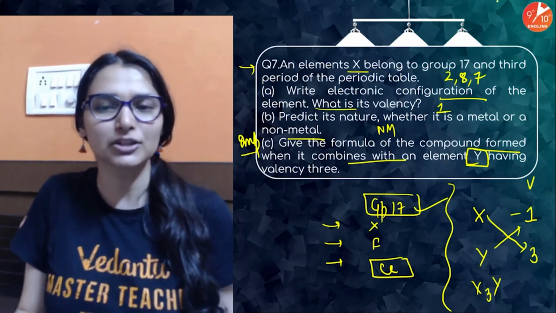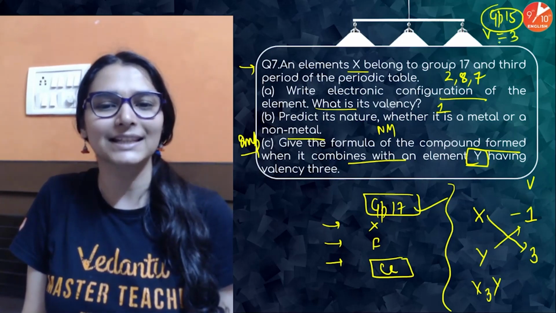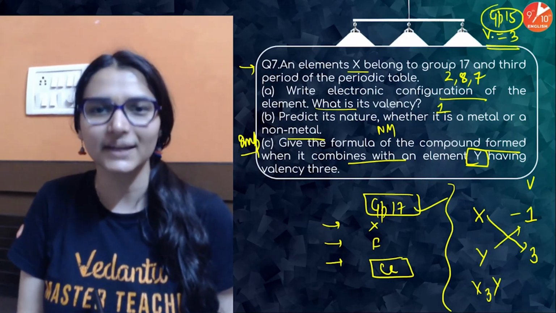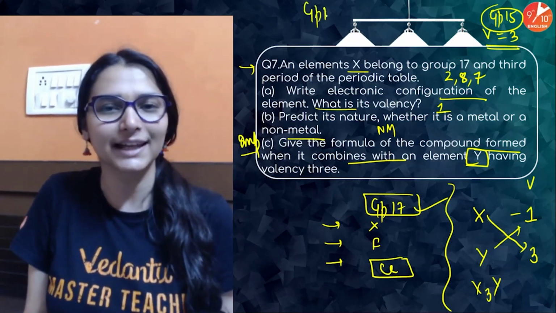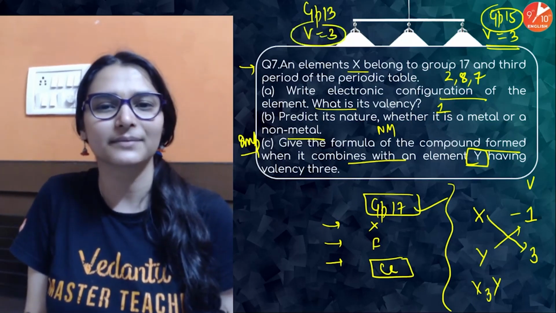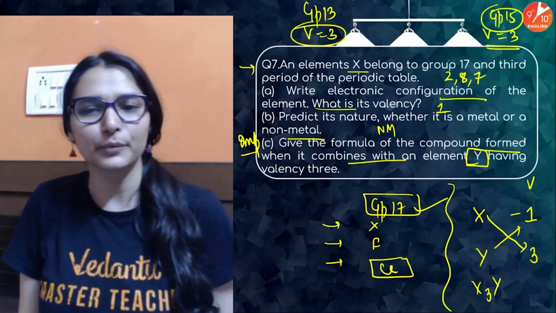So you know non-metals, group number 15 elements, also have a valency of 3. They need to gain 3 electrons in order to get stabilized. Group 13 elements also have a valency of 3. है ना, कोई भी हो सकता है ये. So we would be writing the formula.